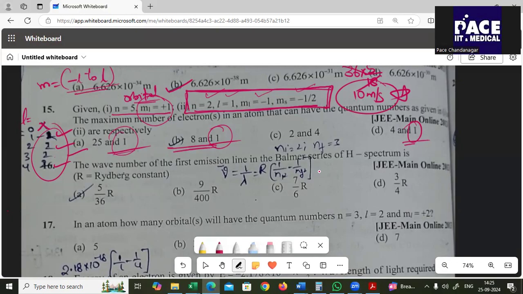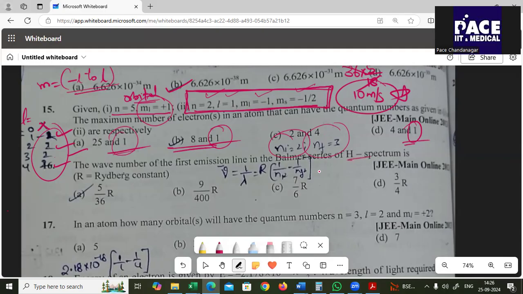Next, question number 16, wave number for the first emission line in the Balmer series. Balmer series has initial n equals 2 and final n equals 3. Because the series are Lyman, Balmer, Paschen, Brackett, Pfund. So n equals 1 is Lyman, n equals 2 is Balmer. So from 2 onwards, the first emission, the final one is 3 only. First emission from 2 to 3, right? Only the first emission. Emission spectrum, not absorption. This is emission, and final is 3 there.